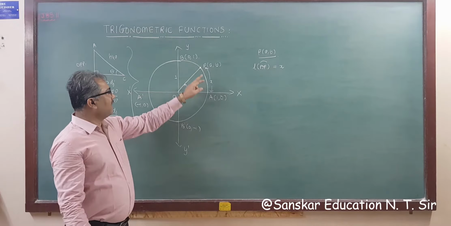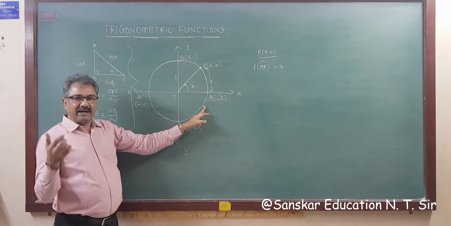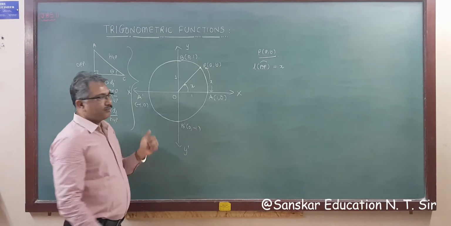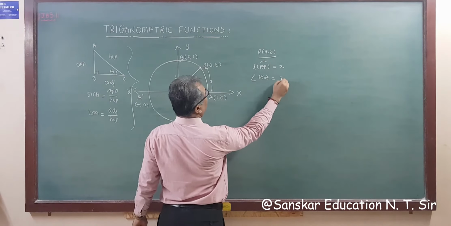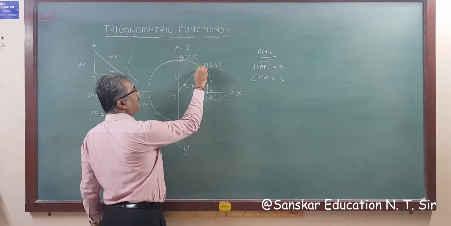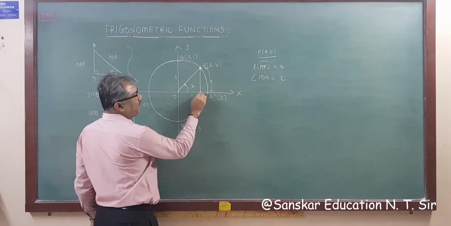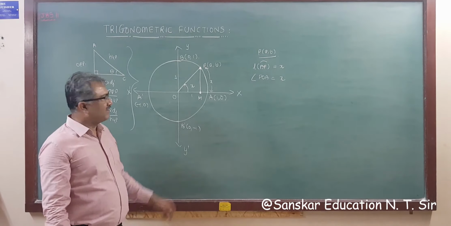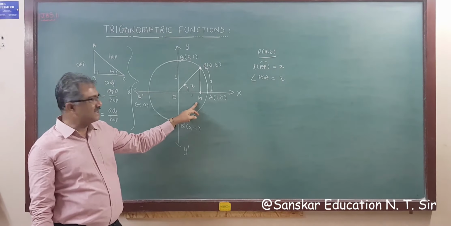So this angle POA, or angle AOP, is x. Now if we draw a perpendicular to the x axis from P, whose foot of perpendicular is M.